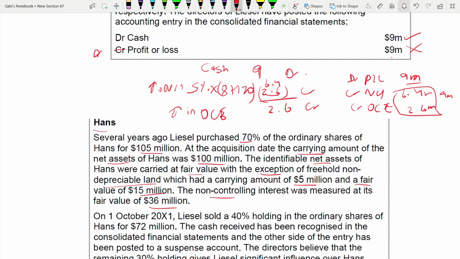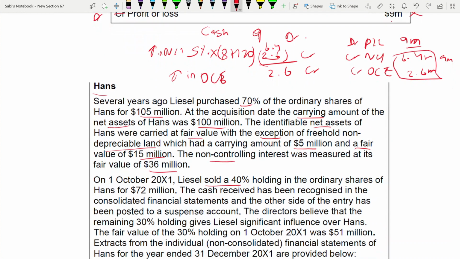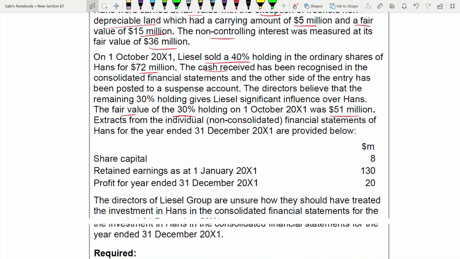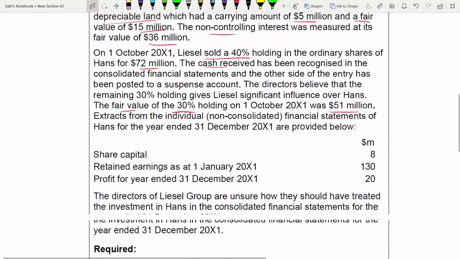That is fair value. And on 1st of October, they sold 40%. 40% means from 70 to 30, it becomes an associate, right? For how much? 72 million. Cash receipt is recognized. Now let us believe the remaining 30% is significant influence, and the fair value of this 30% is 51. Now you have been given some extracts: share capital, retained earnings, and profit. Now you have to show them how to account for it in the consolidated. This is a long task to do.